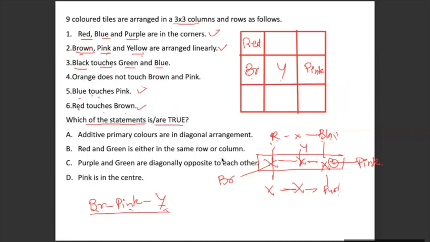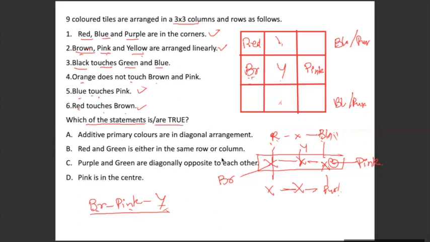Now, black touches green and blue, and orange does not touch brown and pink. If brown and pink are in these corners, and orange is not touching brown and pink, that means orange should be either here or here. So here we know it is either blue or purple. Here also it is either blue or purple, either of them. And orange comes either here or here. Orange does not touch brown and pink, so that's why it has to be here. These are the only tiles which don't touch these two extremities.